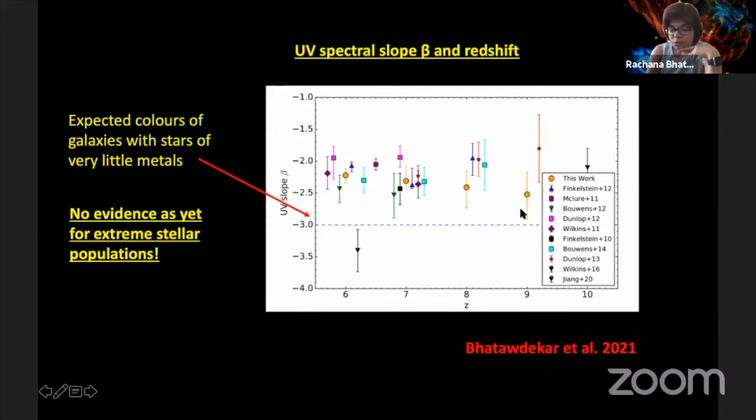And this blue dotted line over here basically shows the expected UV colors if galaxies had stars with very little metals. So our results show that the UV colors of galaxies with Frontier Fields are not blue enough to have stars with very low metallicities. And only JWST will be able to provide a clear picture of this. But as of yet, there is no evidence for exotic or Pop III stellar populations at the highest redshifts with Frontier Fields.